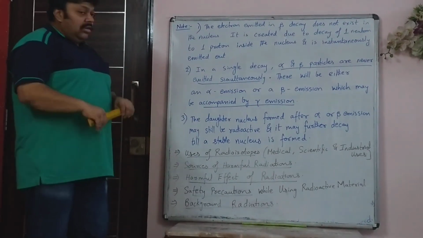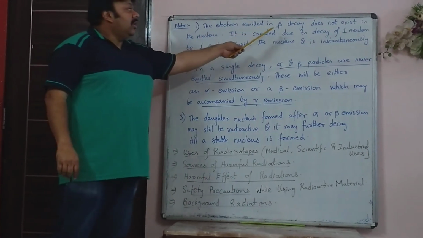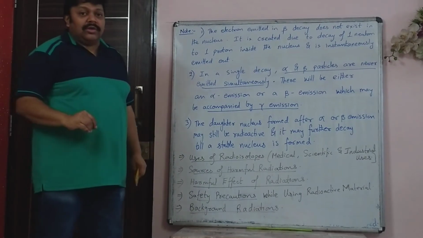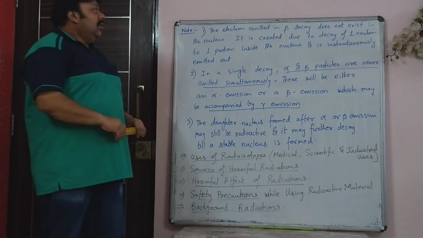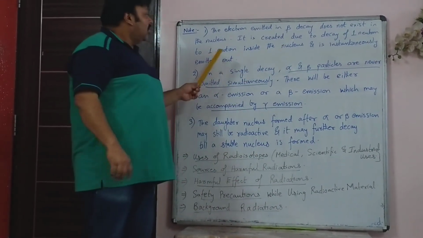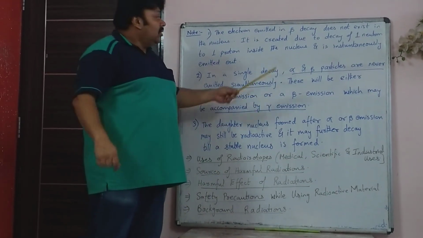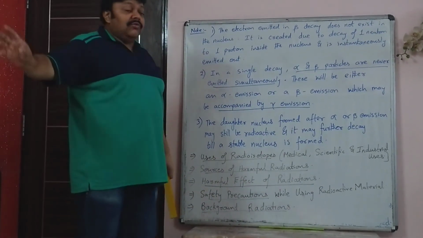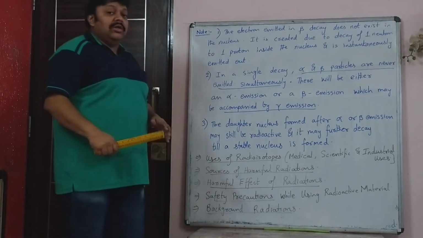Now here a few things you have to be clear about. The electron emitted in beta decay does not already exist in the nucleus. You have never learned that electrons are there in the nucleus. You always learn that neutrons and protons are there, that is correct. Now what is this emitted? It is just created because one neutron converts to a proton. So we are saying that a negative charge is removed from the neutron, making it a proton, and that negative charge is immediately thrown out from the nucleus. That is what is known as beta decay.